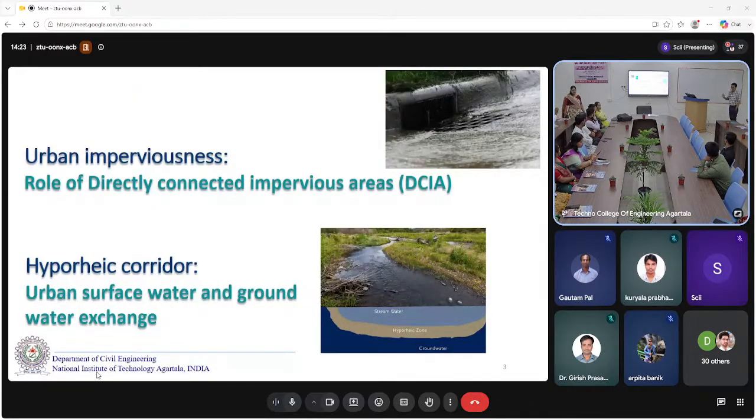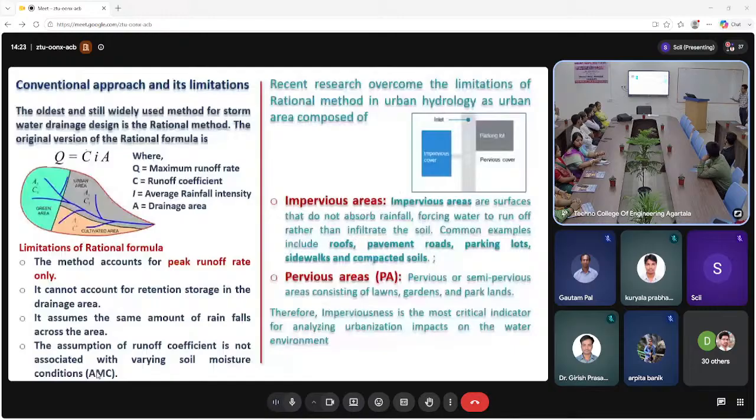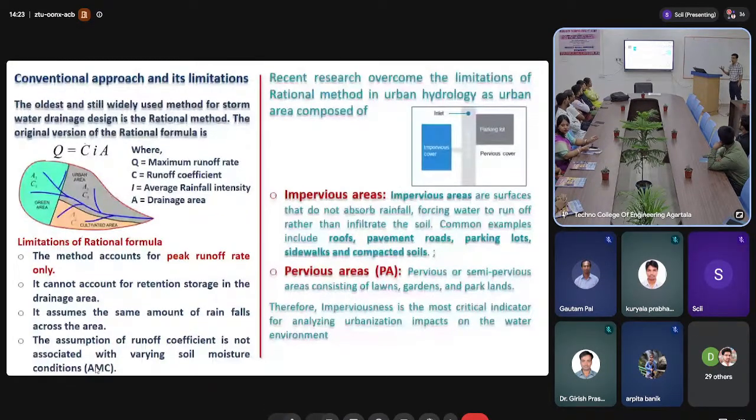What is the conventional approach? Normally we follow the conventional approach. Everywhere we find the total runoff or the peak runoff rate by the rational formula. This is a very commonly applied method, the rational formula. What is the rational formula? Q is equal to C into I into A. That is the peak runoff, with C the runoff coefficient, I the rainfall intensity, and A the drainage area. This is a very commonly applied method everywhere.